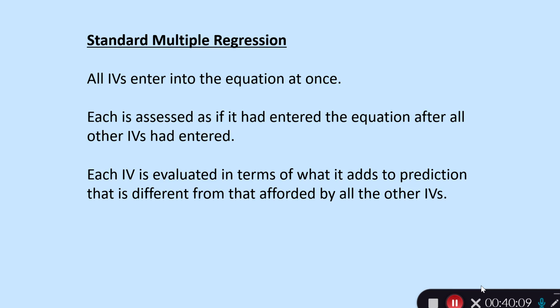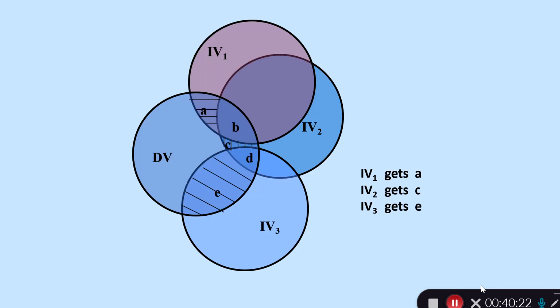So each independent variable here has been evaluated in terms of what it adds to the model after all other IVs have been taken into account. Okay, so this figure illustrates that. For this particular model, where we've got 3 IVs and a DV, if we did a standard multiple regression, then what we'd find is IV1 contributes variance that's accounted for by A. So IV1 gets A, the amount of overlap with the DV that represents that area labelled A, that's shaded.